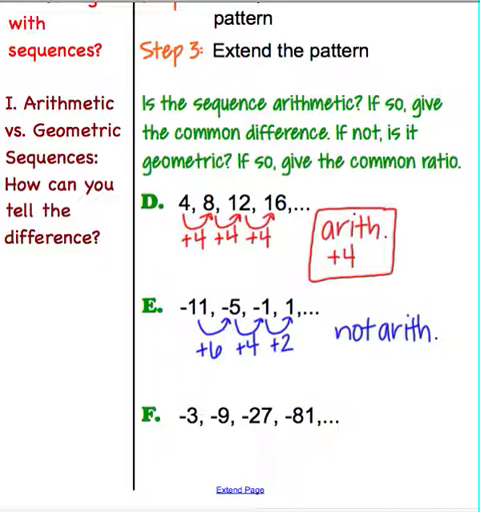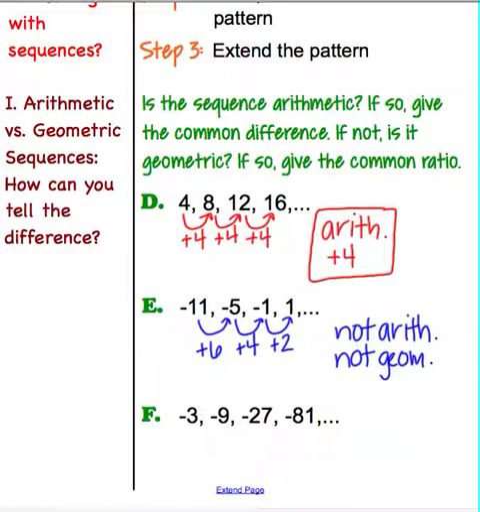It is also not geometric because there isn't a number you can multiply negative 11 by to get negative 5 that will also get you negative 1 and positive 1. So it's not geometric. And we'll put G-E-O-M for geometric.